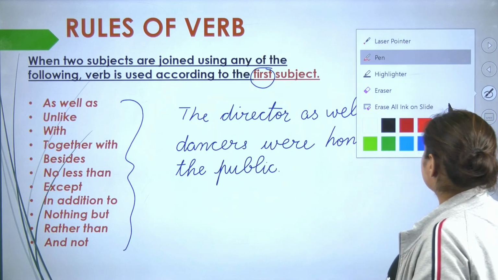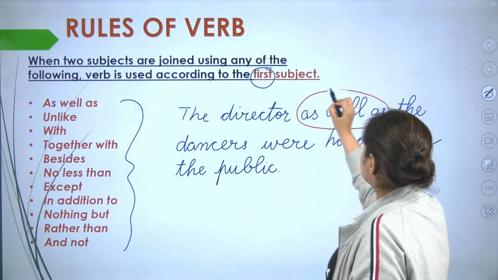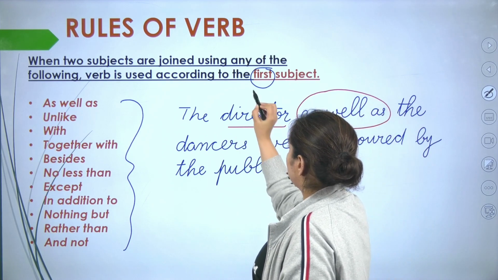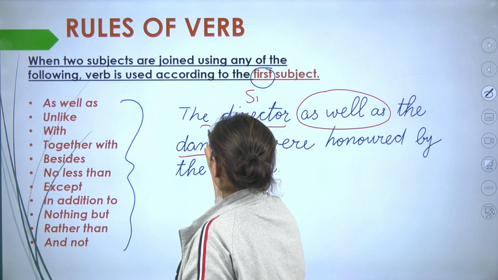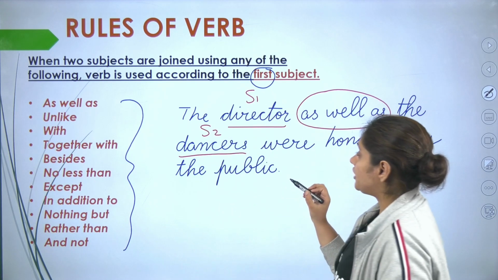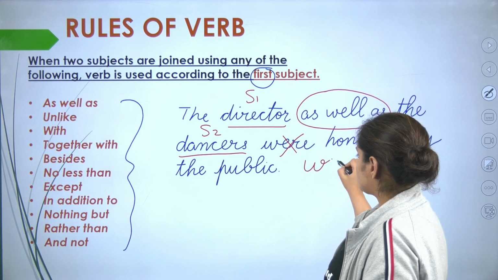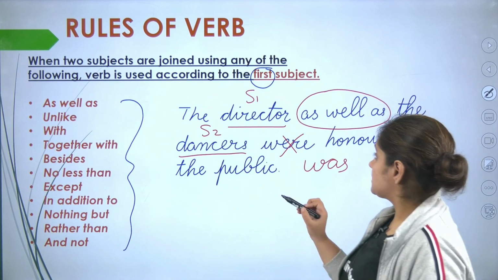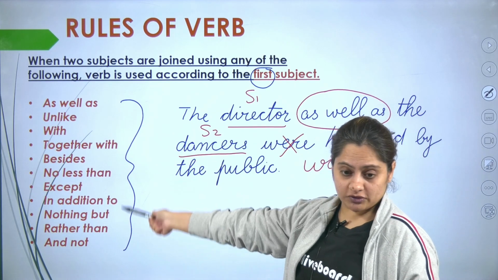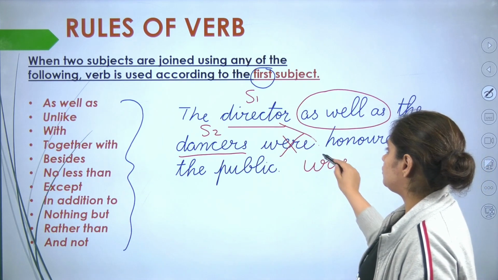Now, in this particular sentence, like I mentioned, if you are connecting two subjects with as well as, first subject is what? Director. Second subject is what? Dancers. Okay, the verb should be according to which subject? First. So, director is singular, this verb will be wrong. What is a singular verb? Was. Okay? So, always, because it depends on with which, if these phrases you are using to connect, always first subject, verb according to first subject.